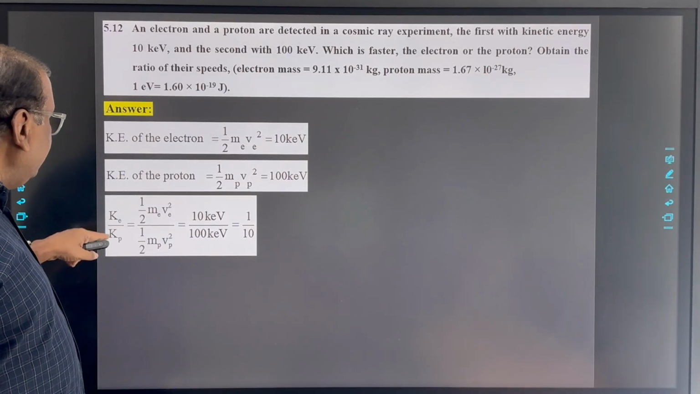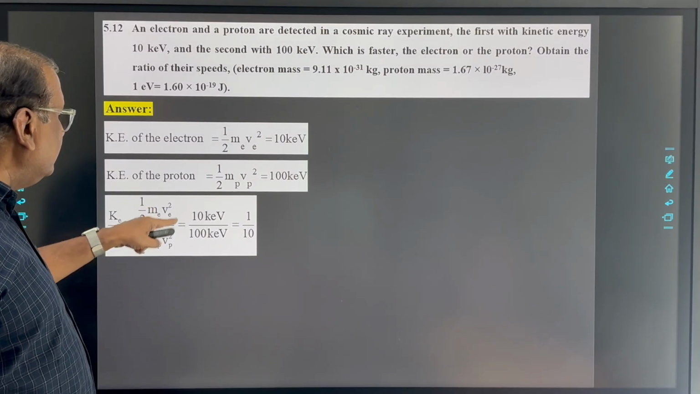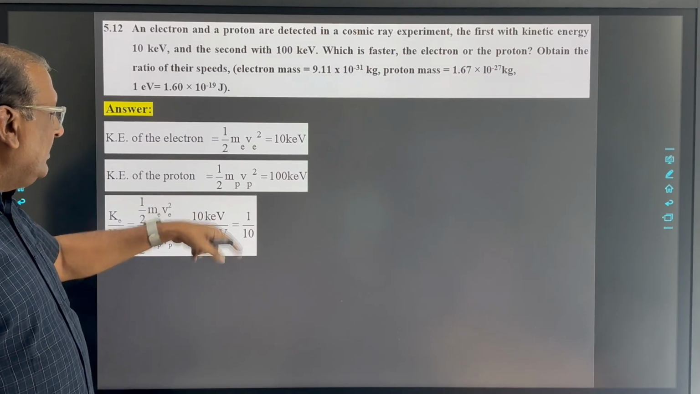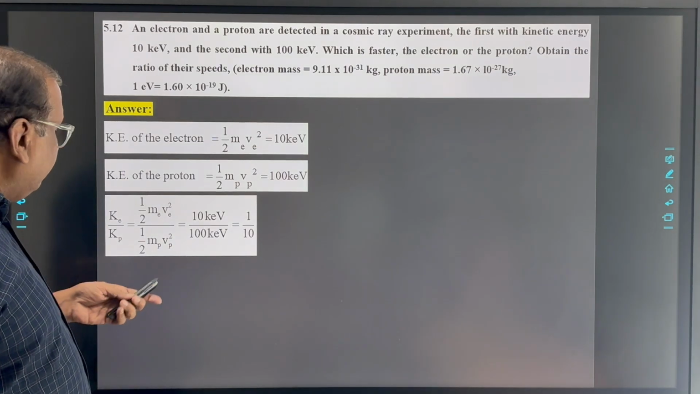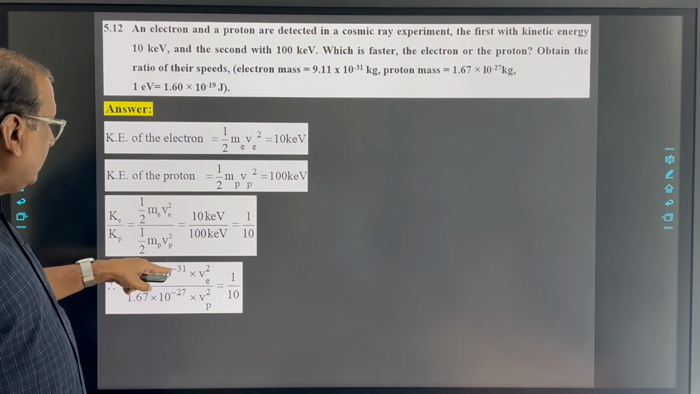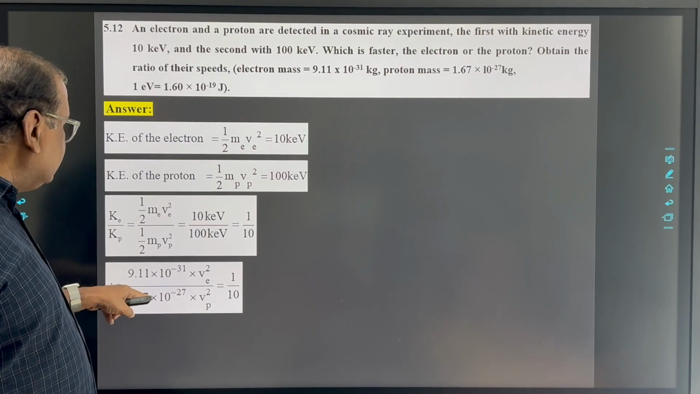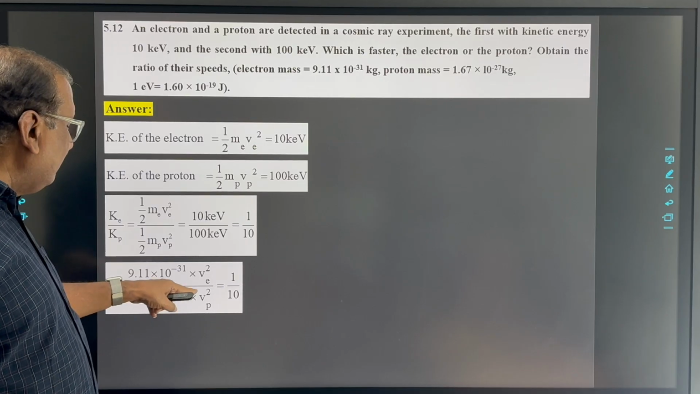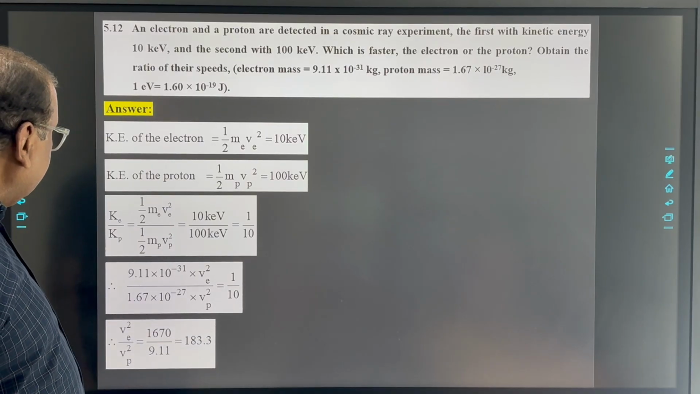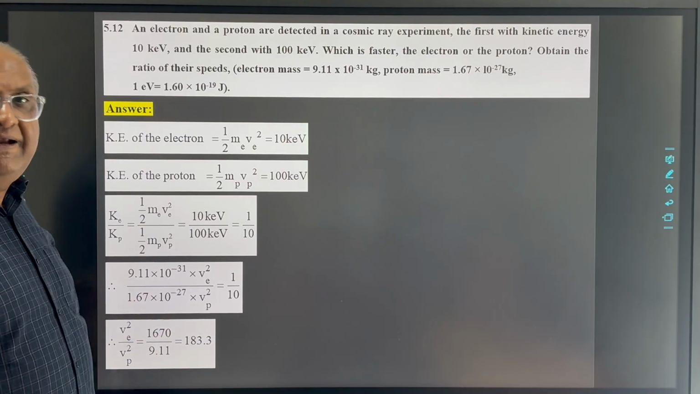So kinetic energy of electron upon kinetic energy of proton, that is (1/2)m_e v_e² upon (1/2)m_p v_p². Now this ratio, 10 keV upon 100 keV, is equal to 1 by 10. Half will be cancelled. Now substitute the value of mass of electron, 9.11 × 10^-31, into v_e² upon 1.67 × 10^-27 into v_p², and that is 1 by 10. Now solve this one. You will get v_e² upon v_p² equal to 183.3.